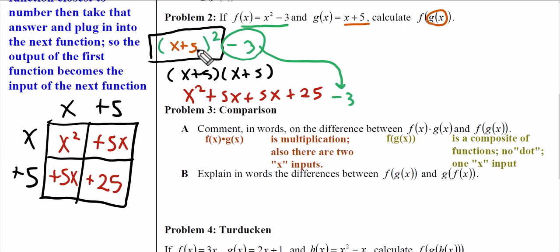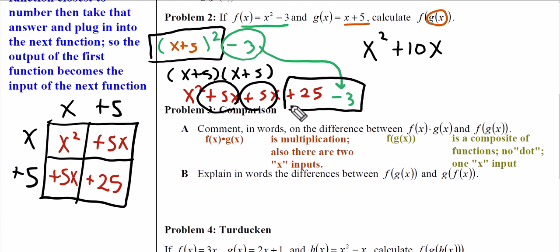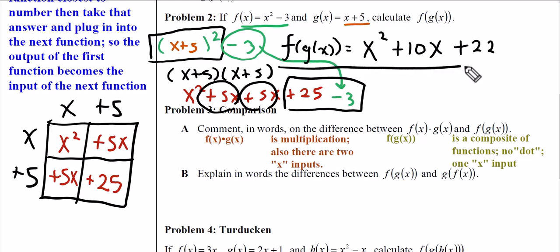Okay, because x plus 5 to the second power means x plus 5 times x plus 5, which means you do all this hokey pokey, which then gives you this expression right here. And now we can go ahead and simplify. So we have a 5x plus a 5x is a 10x. And then 25 minus 3. And so we go ahead and state that f of g of x is equal to x squared plus 10x plus 22.